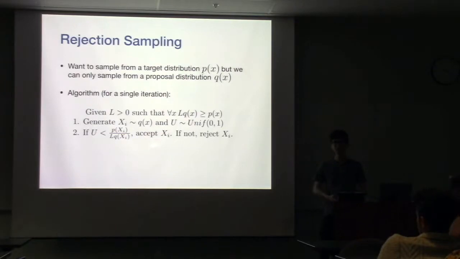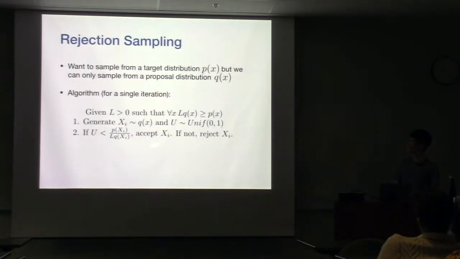You first need to find a bound L such that L times q(x) is greater than p(x) for all x. Then you generate a sample x_i from q(x) and a uniform random variable U. Then you just simply check if U is less than that ratio, and if it is, then you take that sample and accept it, and if not, you reject it and you just throw it away.